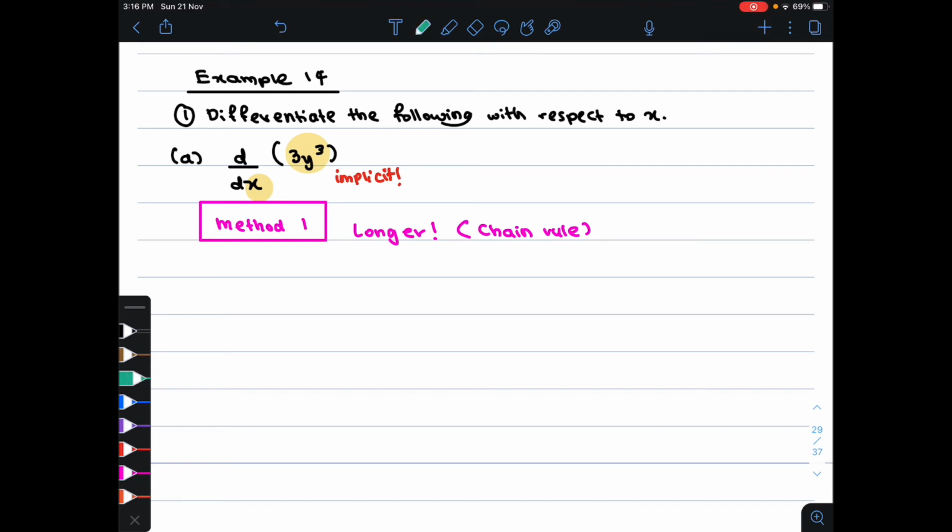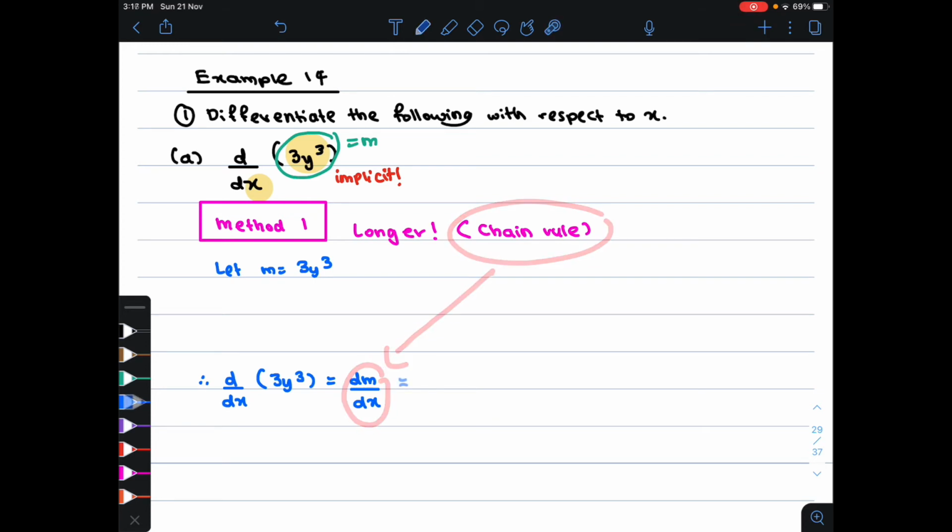What we're going to do is consider this to become m. So let m equal 3y cubed. And hence, this will become dm over dx. So we will apply chain rule here. So you're going to have dm over something times something over dx. So this is dm and this is dx. So we need to find what we should put in these two spaces here.